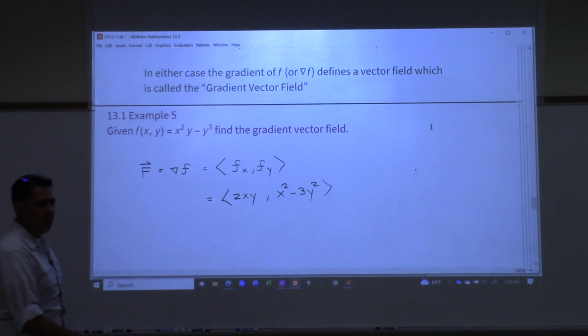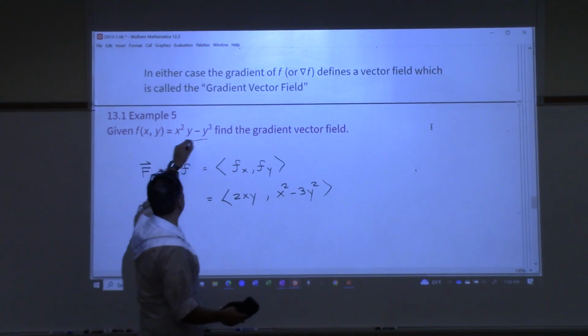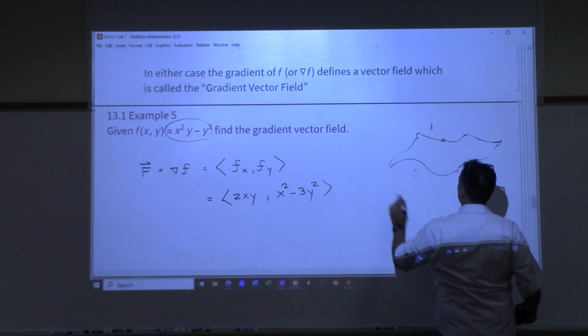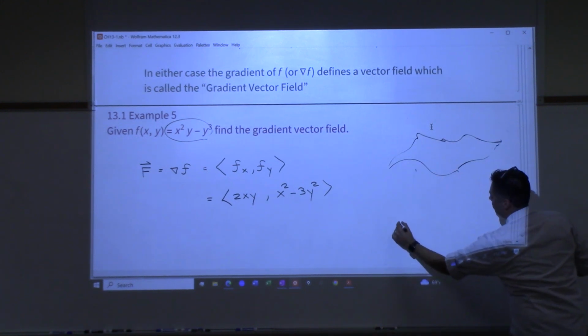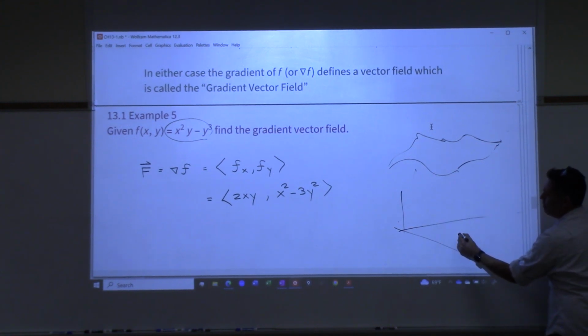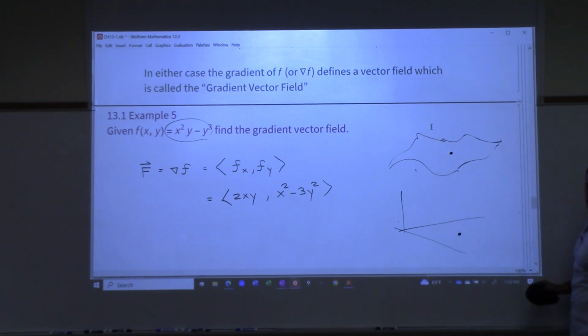That's it. So what would happen here is that, again, if you were to graph this, this would be some surface up here, right? And then down on the ground is your domain. And so if you take a point here, that corresponds to some point up here.